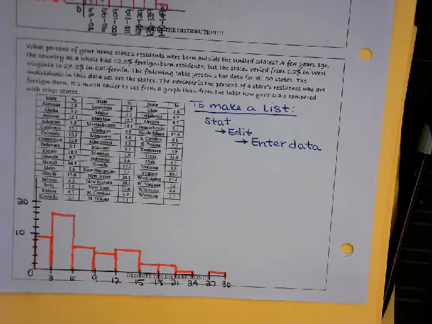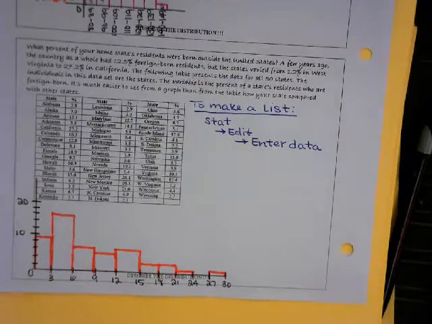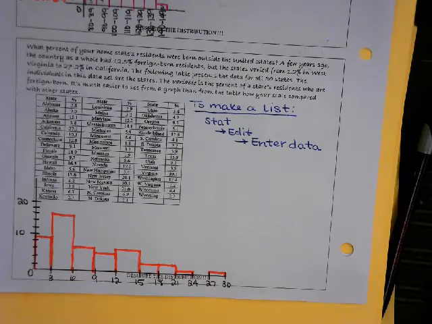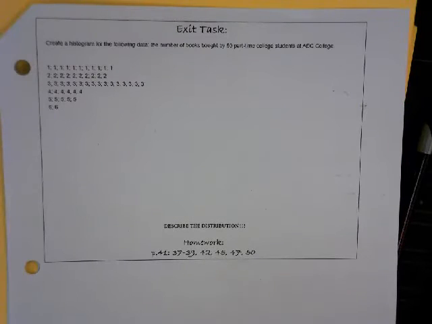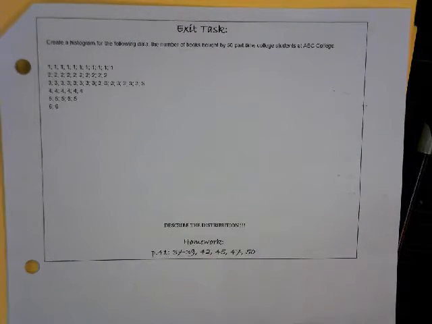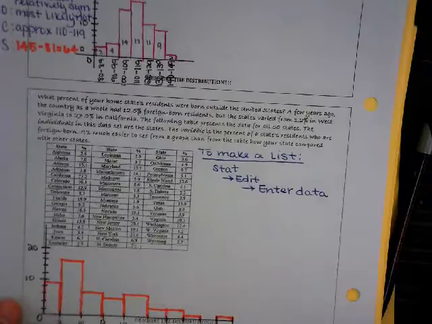All right, so there is an exit task, make a histogram. You can do it by hand if you prefer. I'd say try with the calculator just so you're practicing that skill. While you guys are doing that, I am going to write the keystrokes down again. I haven't written them down. You can take a picture at the end if you want, or like I said, the video will be on Canvas.